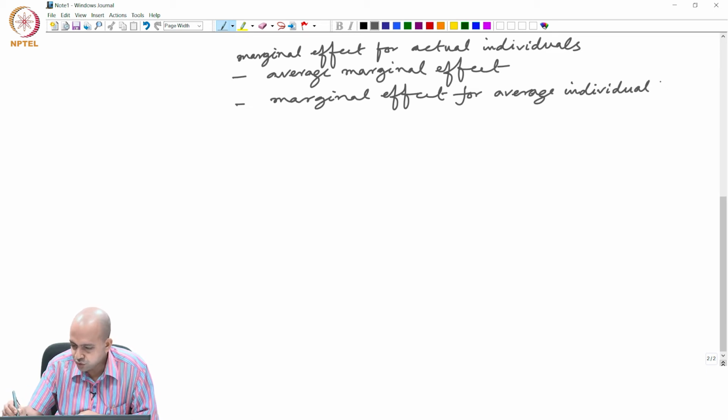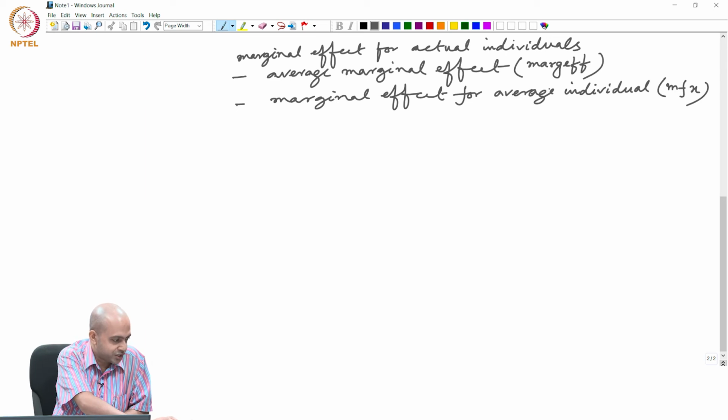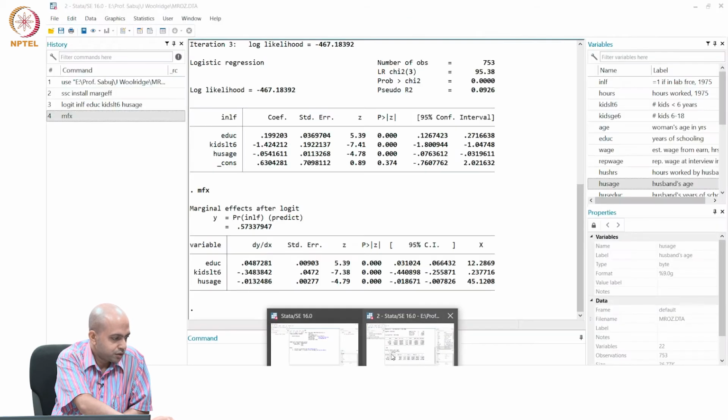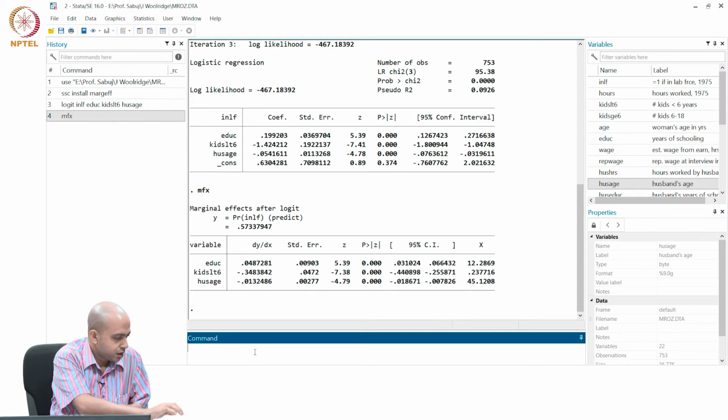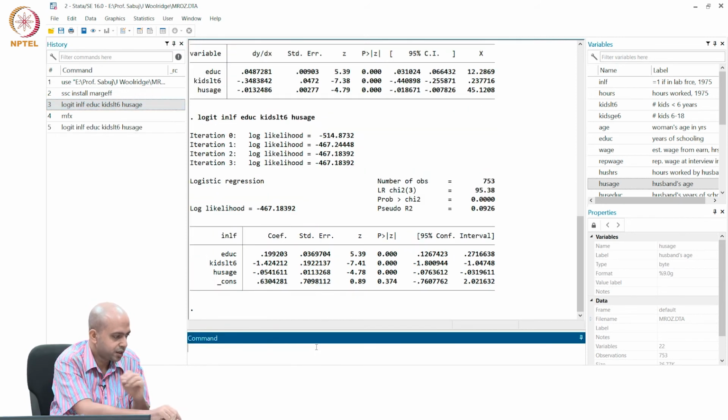Okay. So, this we have already calculated by the mfx command. But this average marginal effect calculation requires a separate command which is called margeff, M-A-R-G-E-F-F. So, after estimating the model, let us say I will once again estimate the model, logit this, and then I will put margeff.